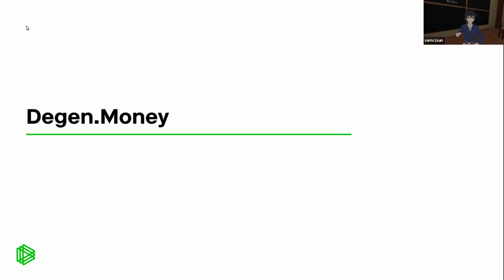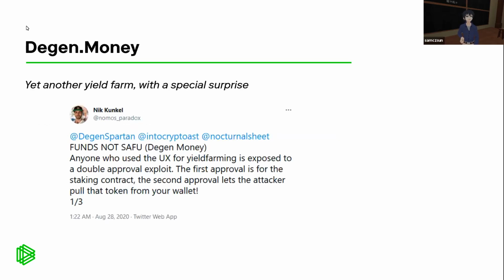Okay, two more left. This one's quick. This is a project called Degen Money. It was a yield farm that was launched during the hype of yield farms. Yield farms are basically, very quickly, you deposit some assets and you keep it locked up in there, and to reward you for locking up your collateral, you'll get some other tokens in return, which you can dump on the market, something like that. Degen Money was special because anyone who used it would be prompted for two transactions. The first one requested approval for the smart contract to spend your assets, which is totally fine.